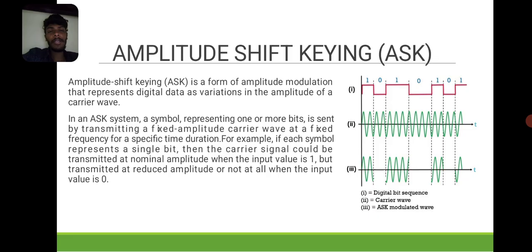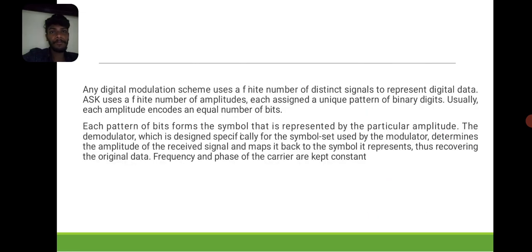In ASK, a symbol representing one or more bits is sent by transmitting a fixed amplitude carrier wave at a fixed frequency for a specific time duration. For example, if each symbol represents a single bit, then the carrier signal could be transmitted at nominal amplitude when the input value is 1, but transmitted at reduced amplitude or not at all when the input value is 0.